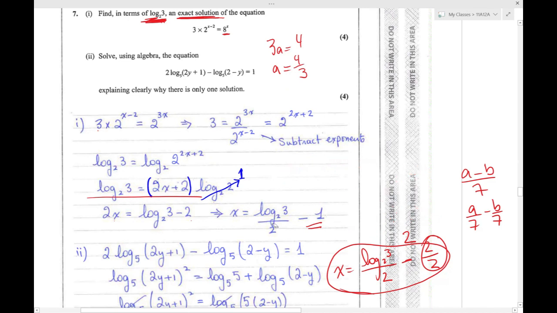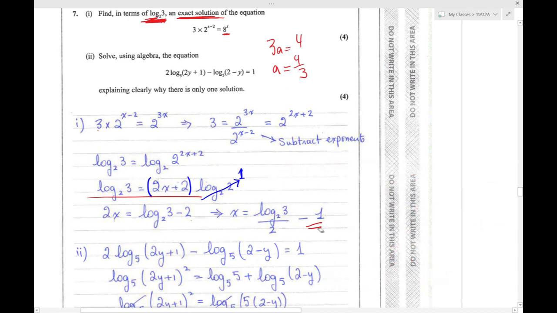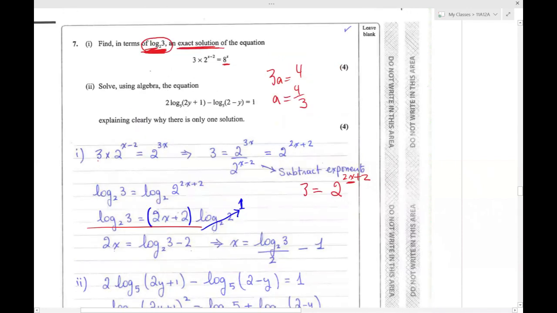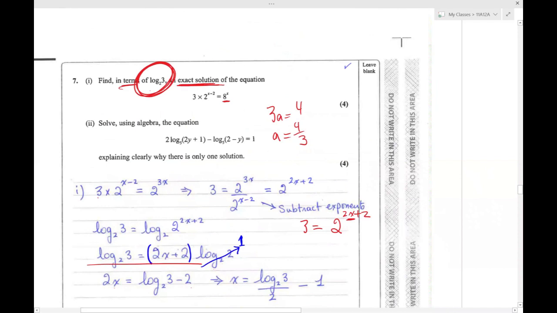Okay. Let me start from the beginning there. So you log both sides. So here you have 3 equals 2 to the power 2x plus 2. I need to get x as a number, not as an exponent. So I need to log both sides. And since they said you have to have the answer in this form, in the final answer you have to have log base 2 of 3.